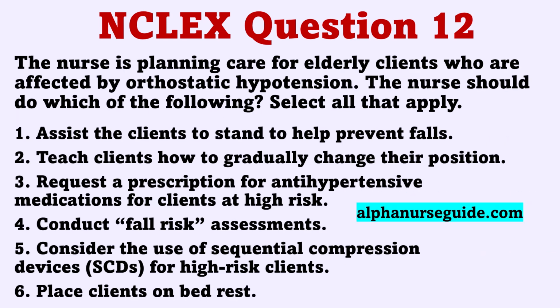The nurse is planning care for elderly clients who are affected by orthostatic hypotension. The nurse should do which of the following? Select all that apply. 1. Assist the clients to stand to help prevent falls. 2. Teach clients how to gradually change their position. 3. Request a prescription for antihypertensive medications for clients at high risk. 4. Conduct fall risk assessments. 5. Consider the use of sequential compression devices for high-risk clients. 6. Place clients on bed rest.